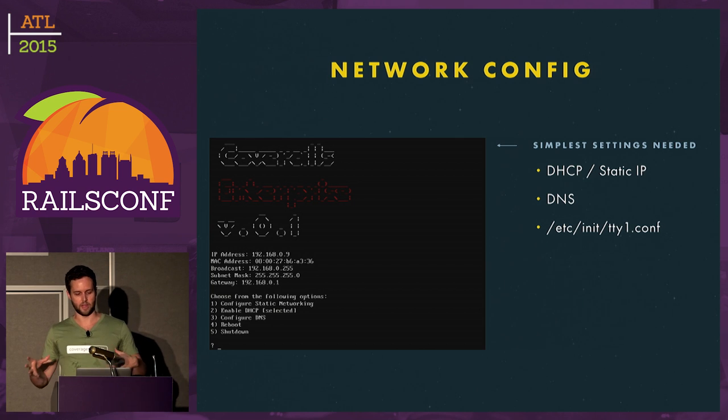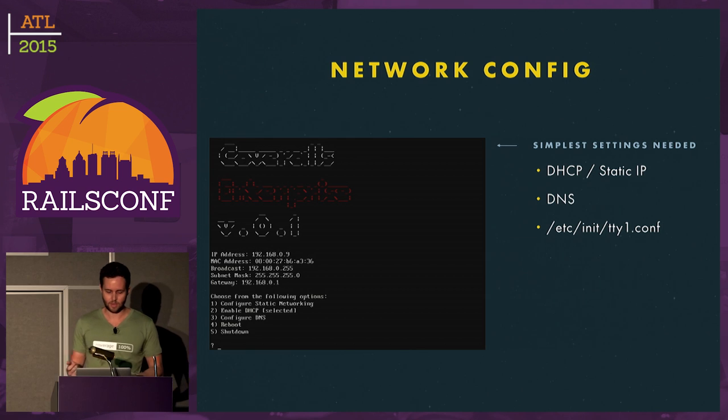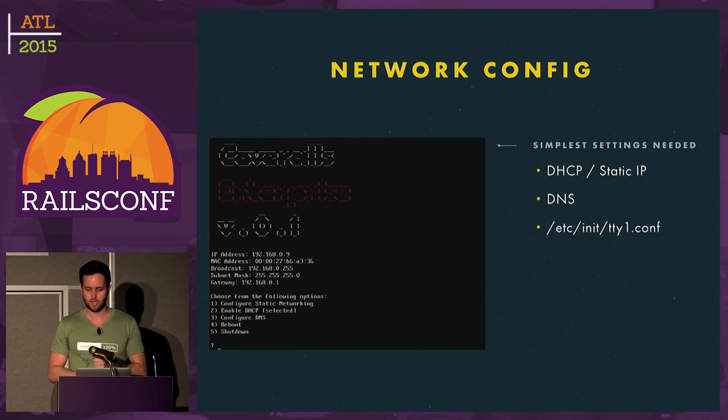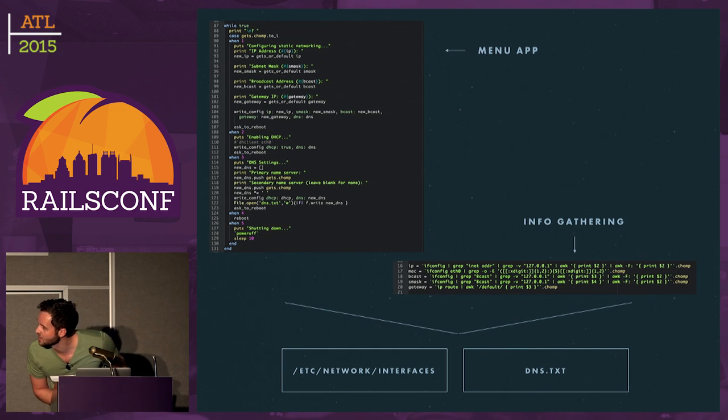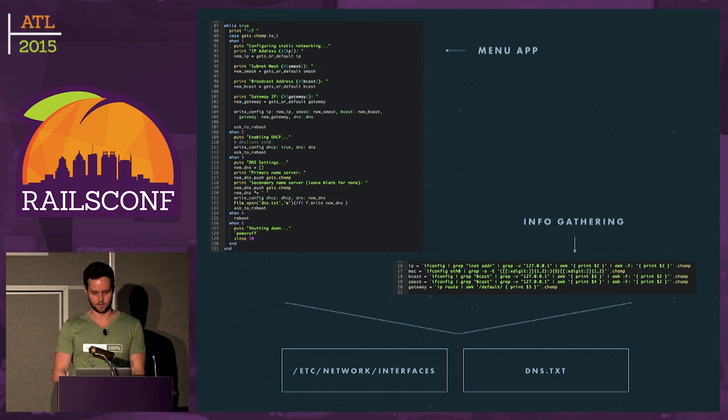But this is just sitting within a file in Ubuntu called the TTY, the teletype, and it's pretty simple to set up. And really, to make this work, the bare minimum is just having some system calls that write to the interface file, or the DNS file. So there's also shutdown and reboot options. So here's some code, I don't know, can you guys read that? It's pretty small. I have it in a text editor too.